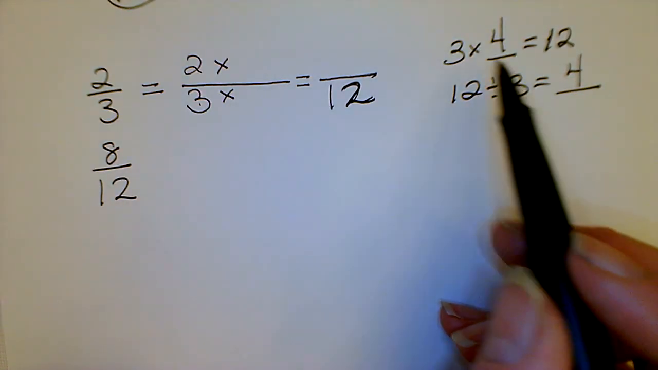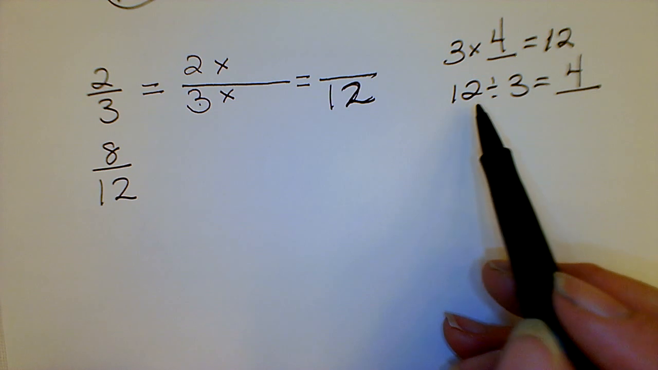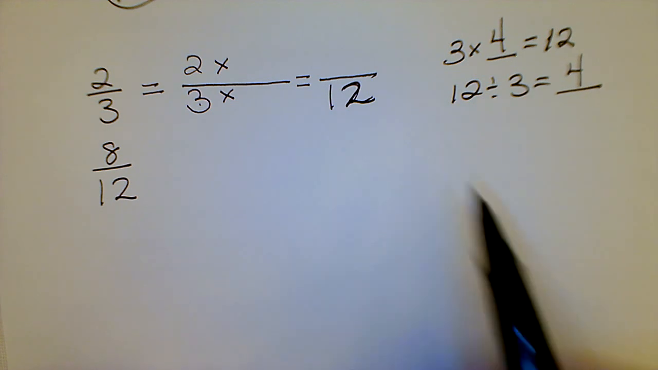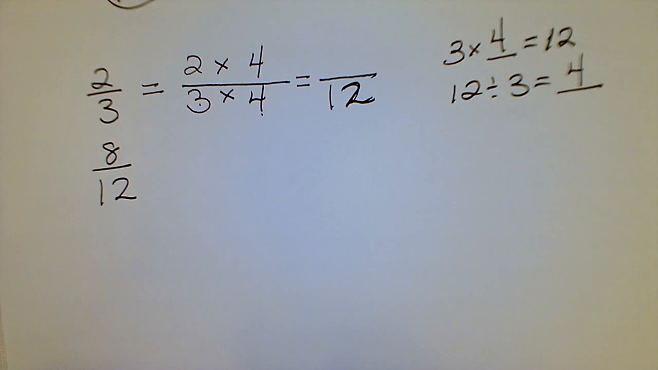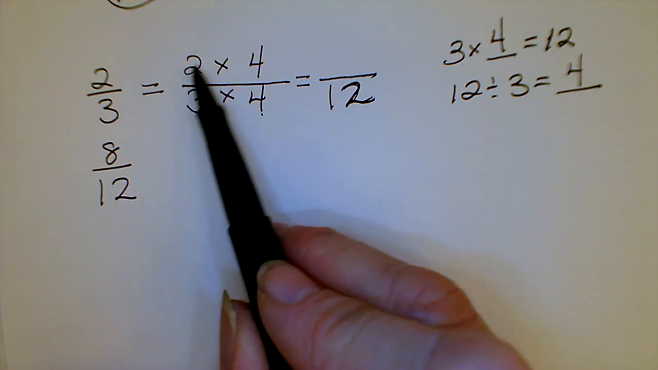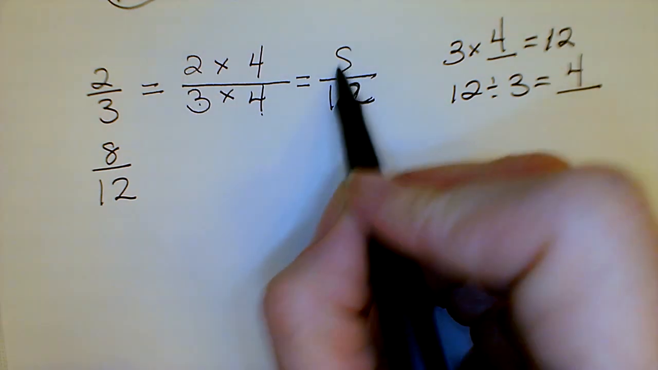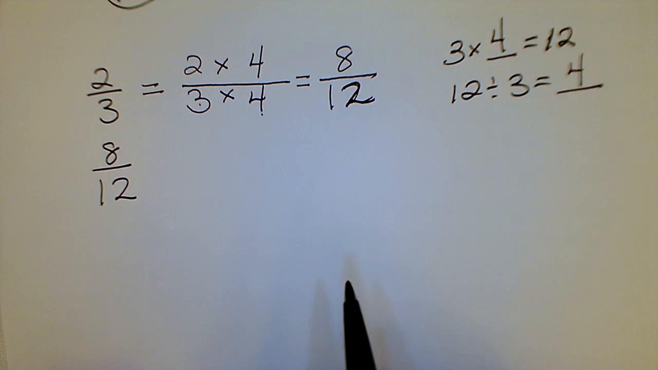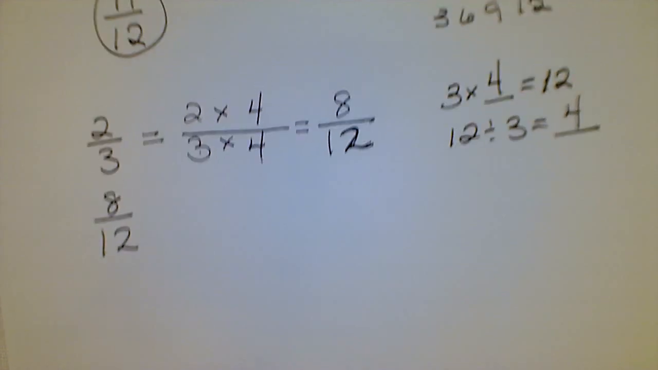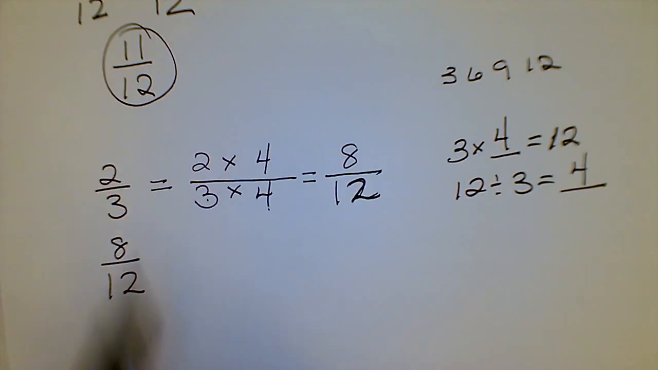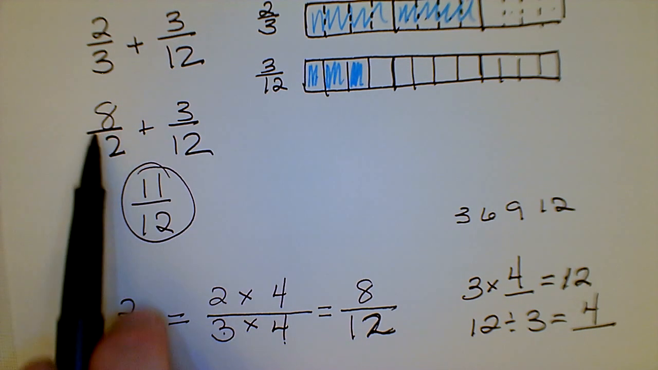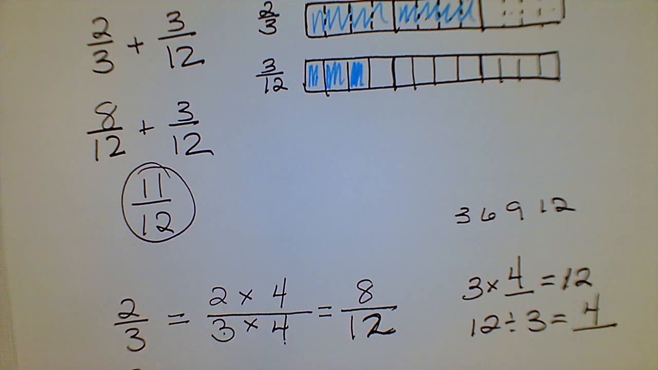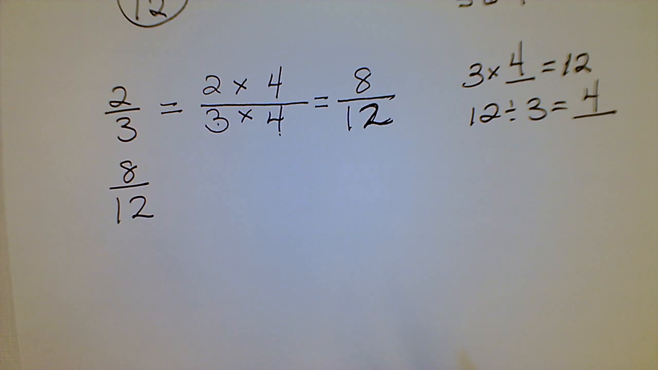So again, we said 3 times what number is 12, or 12 divided by 3 will give me that number, and we figured out that that number is 4, and whatever we do in the denominator, we have to do in the numerator. So now we can just go ahead and say 2 times 4 is 8, and we got 8/12. And that's exactly what we got when we were working up here. When we converted, or when we decomposed 2/3, we got 8/12. So it's the same exact thing.